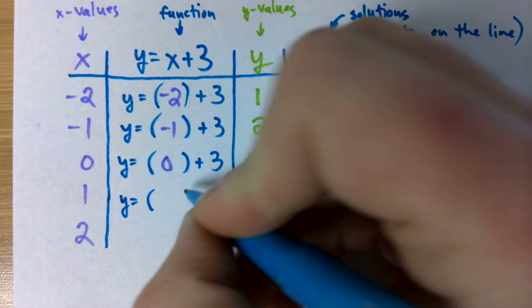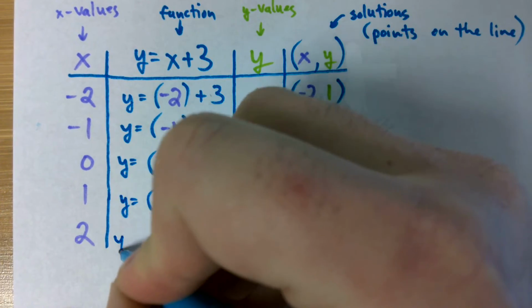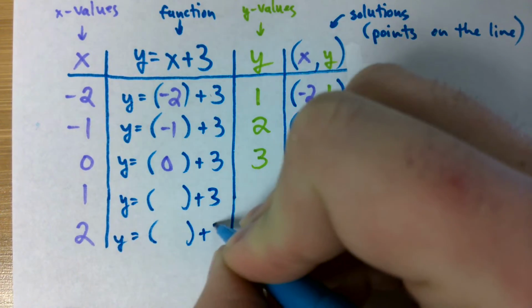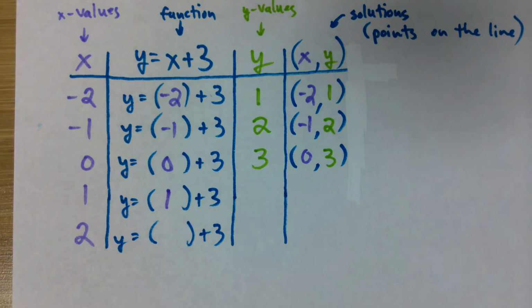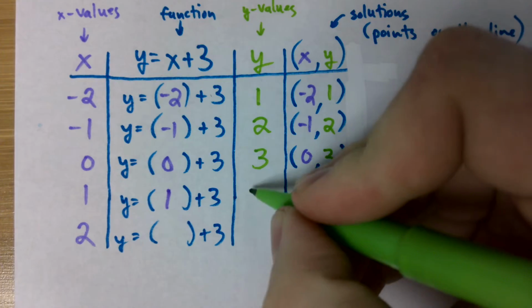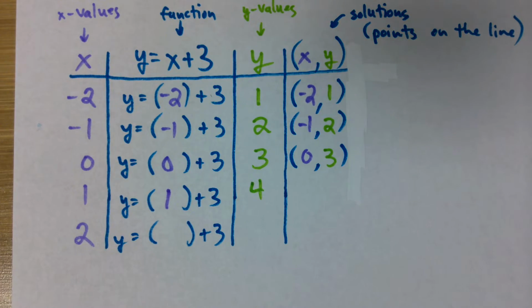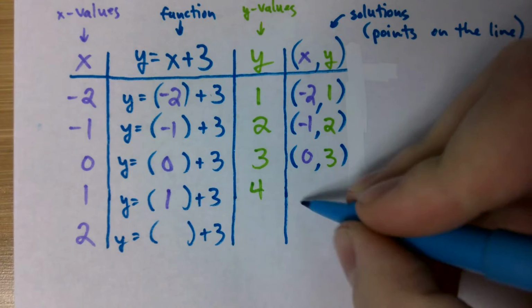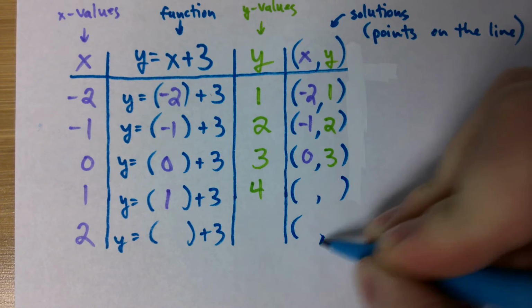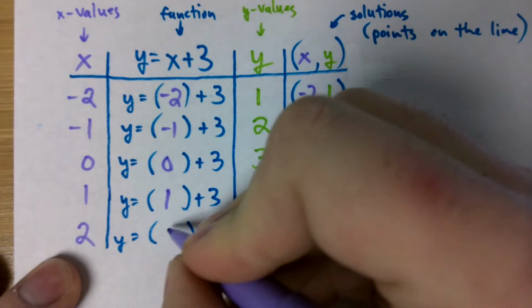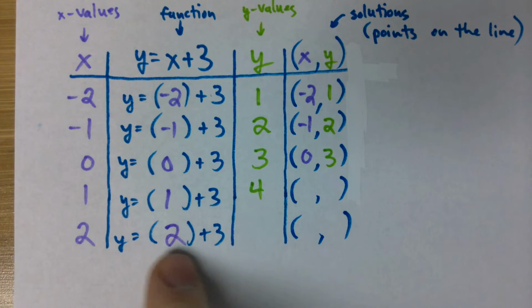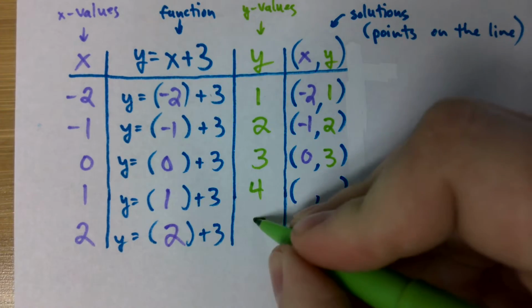Y is equal to blank plus 3. Plug in a 1. And 1 plus 3 does, in fact, give us 4. And finally, last one, we plug the 2 in. We get 2 plus 3, and that gives us 5, right?